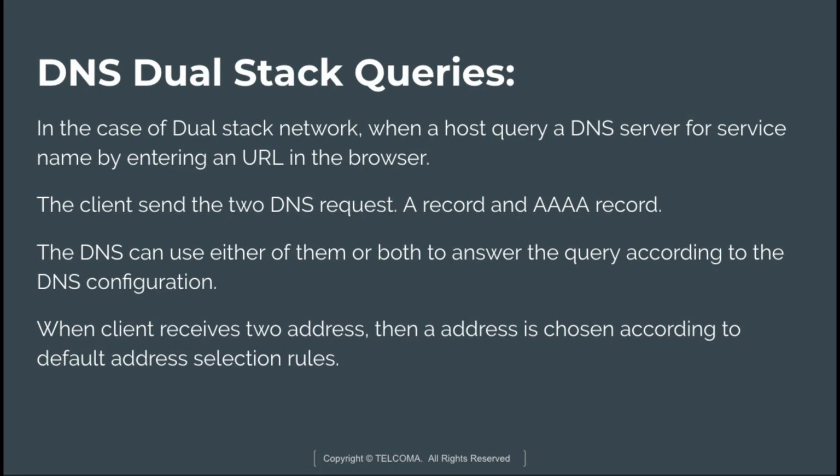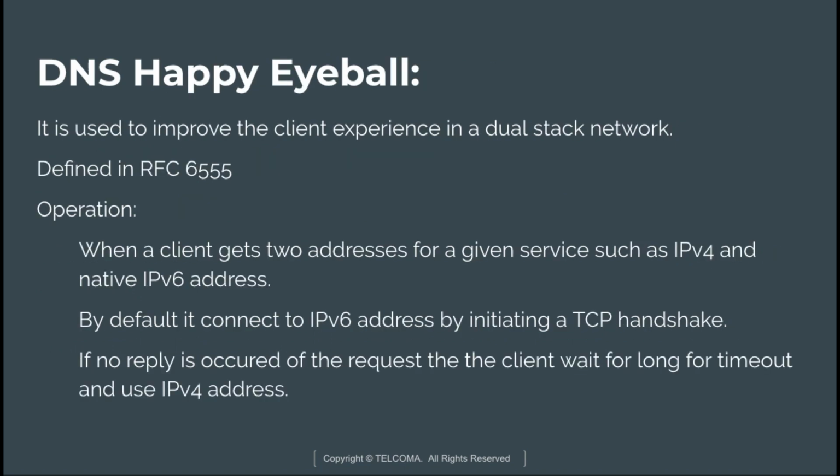So this depends upon the DNS server and the client to choose which address to use in a dual stack network. Next is DNS Happy Eyeballs. This is a method used to improve the client experience in a dual stack network, and it is defined in RFC 6555. Its operation is like this: when a client gets two addresses for a given service, such as an IPv4 and an IPv6 address, by default it will connect to the IPv6 address by initiating a TCP handshake. First of all, it will choose the IPv6 address to connect.